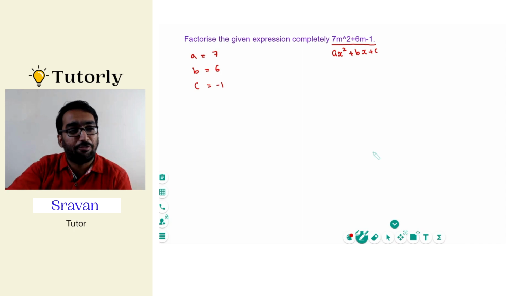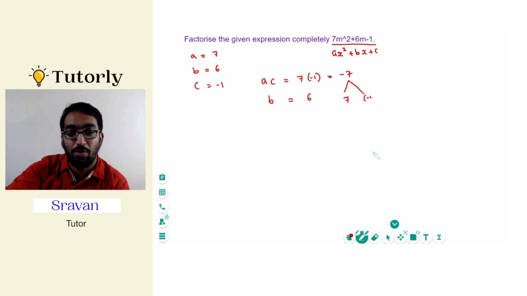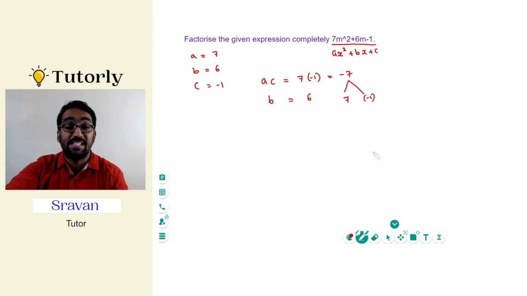Now we are looking for two numbers which would multiply to the value of ac and add up to the value of b. a times c gives you 7 times negative 1, which is negative 7, and the value of b is 6. So basically we are looking for two numbers which would multiply to negative 7 and add up to 6. So 7 and negative 1, because 7 times negative 1 gives you negative 7, and 7 plus negative 1 gives you a positive 6.